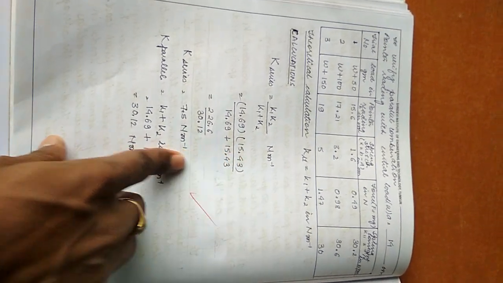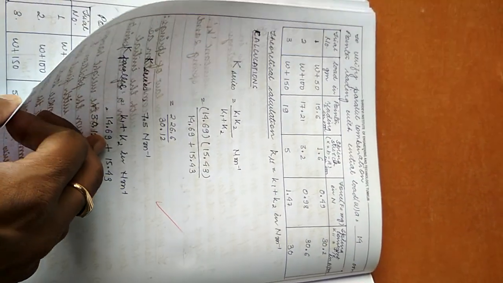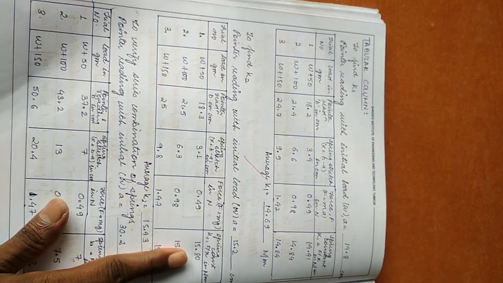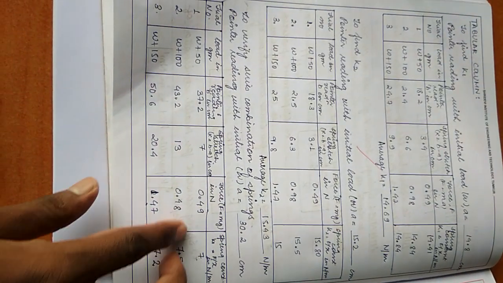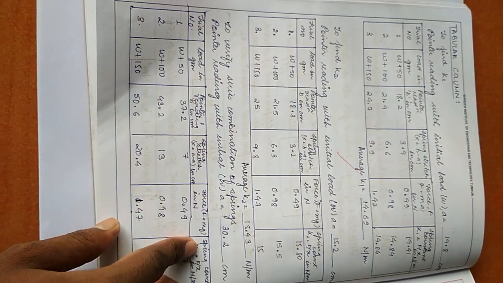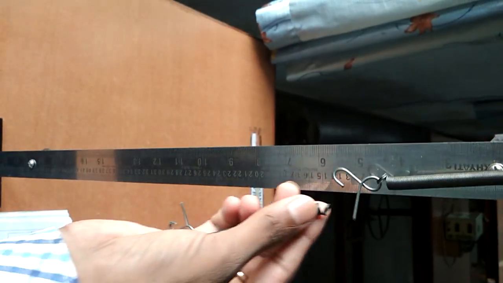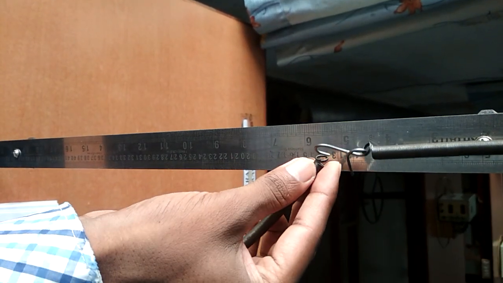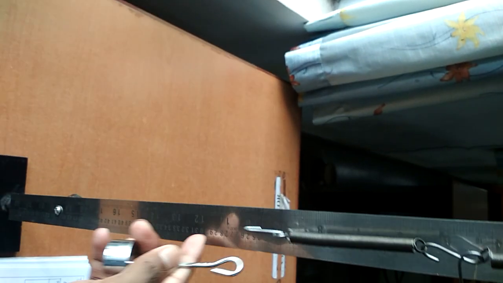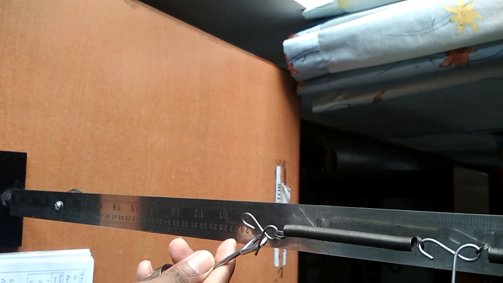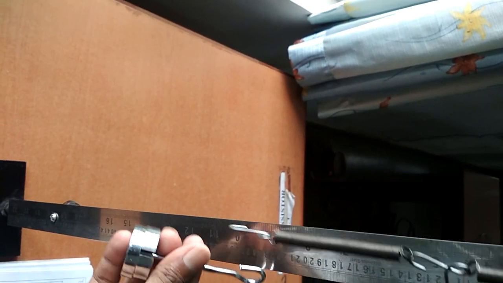Also, we are conducting experiments to find the spring constant for the series and parallel combinations. The procedure is the same. For the series combination, we use two springs like this. You can see spring 1 here, and a hook is given to connect spring 2. Here we apply the initial load. This is a dead load, the initial load.